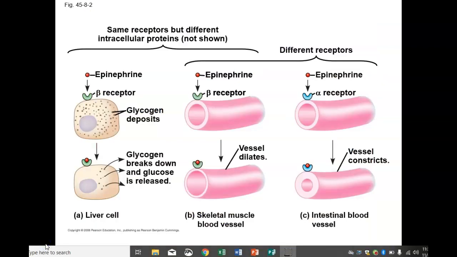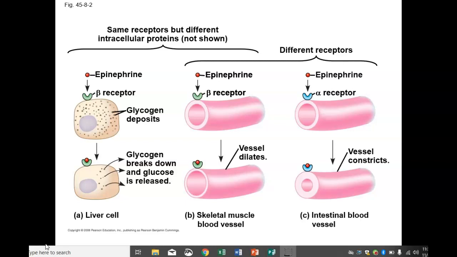In other parts of your body, you're going to have that epinephrine bind to beta receptors, and you're going to see some different responses. So you might see the same receptors on the outside of cells, but because the cells have different jobs, then you're going to actually get a different response. So for instance, the beta receptor in skeletal muscle is going to cause the vessel to dilate so that you get more blood flow to your muscles, so that you have a better chance of running away.